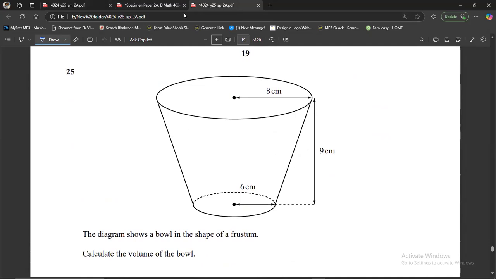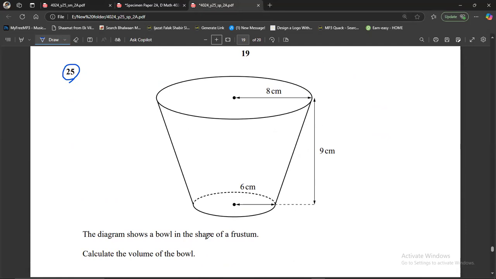Okay, this is the frustum, a new thing. We already have worked on frustum, but you know, a frustum is a big cone, and from that big cone, you cut a small cone, and the remaining portion is a frustum. Here you have 8 centimeter radius. Here you have 6 centimeter radius. And this height is 9.